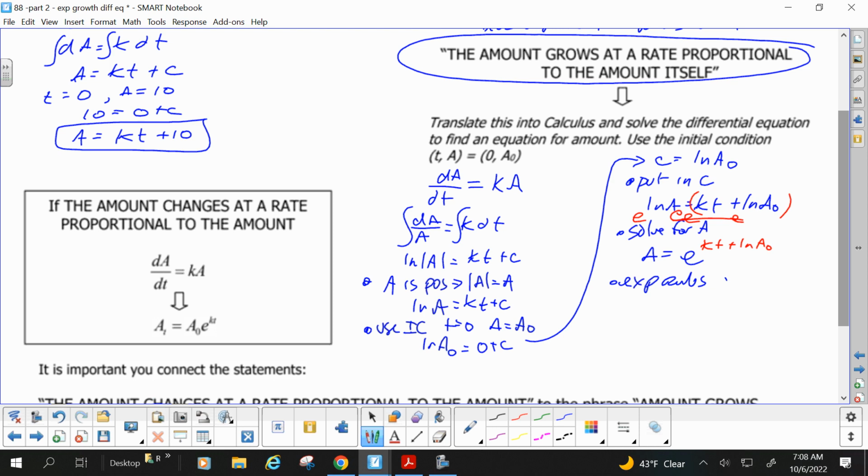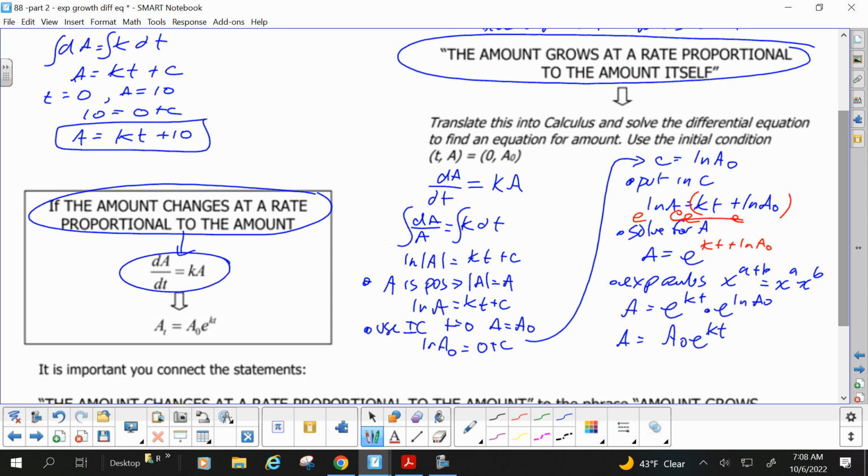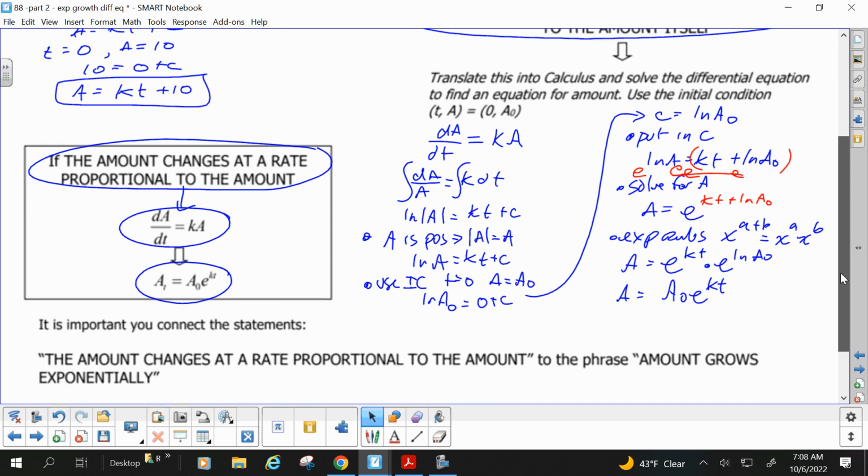Now, using a little bit of exponent rules, I know that x to the a plus b could be split into x to the a times x to the b. And that means that right side could be changed to e to the kt times e to the log of a initial. And that simplifies to a initial, e to the kt. And so the idea of that statement and the differential equation that goes with it, that's where exponential growth comes from. You learn exponential growth first because you can't understand calculus in Algebra 2, but that's where it flows.